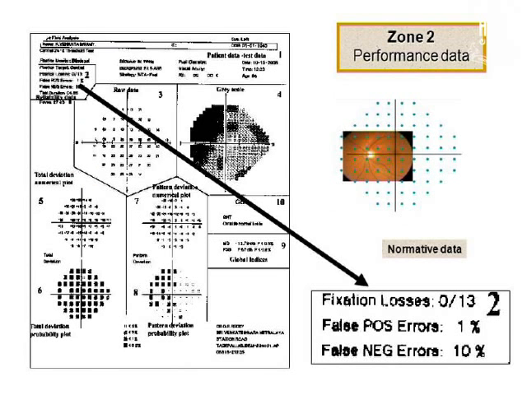This is the reliability data. Reliability data is nothing but the fixation losses, false positives and false negatives. Normally, what is the normal range? The normal range depends on the stage of glaucoma we are dealing with. I will tell you, there is nothing like a normal range.